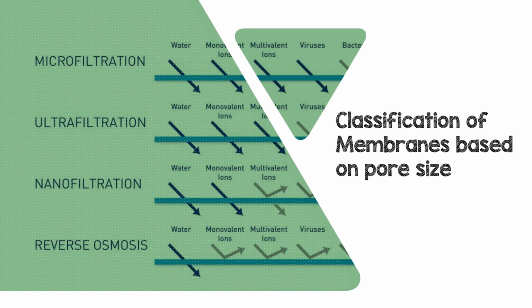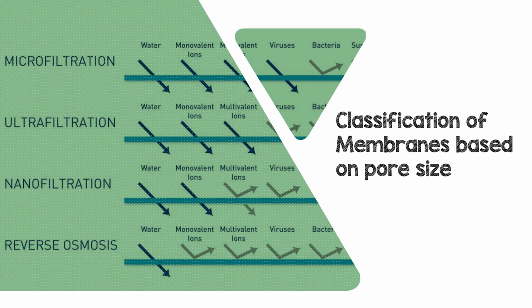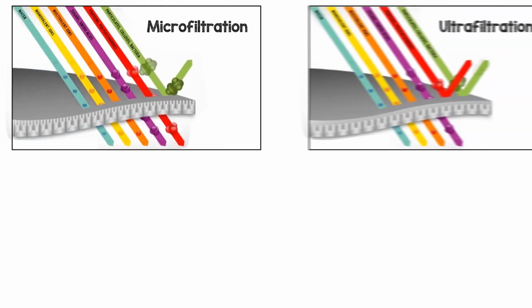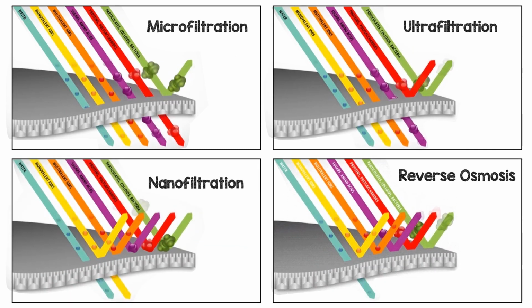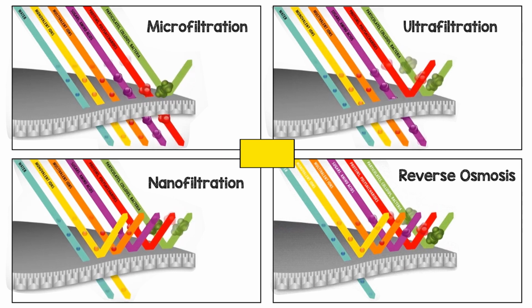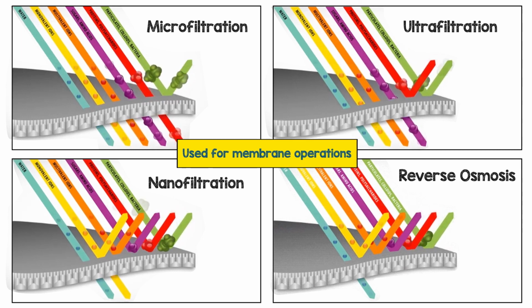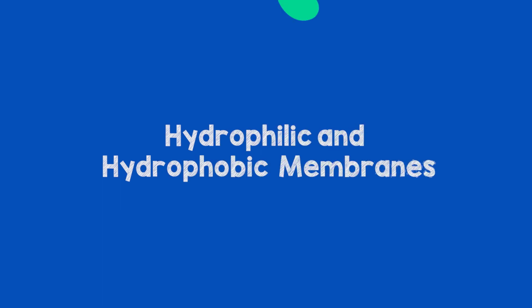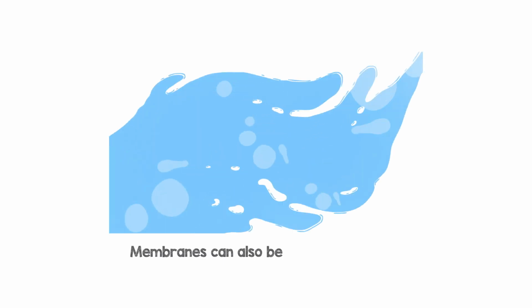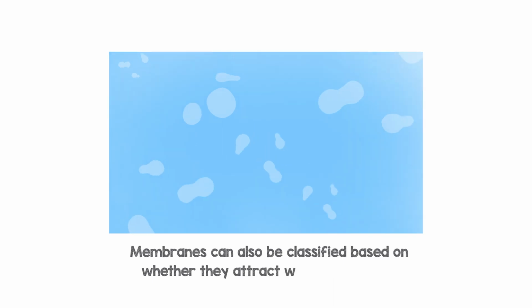Classification of membranes based on pore size. Based on pore size, membranes are classified as microfiltration, ultrafiltration, nanofiltration, and reverse osmosis membranes. These membranes are used for membrane operations. Hydrophilic and hydrophobic membranes. Membranes can also be classified based on whether they attract water or repel it.